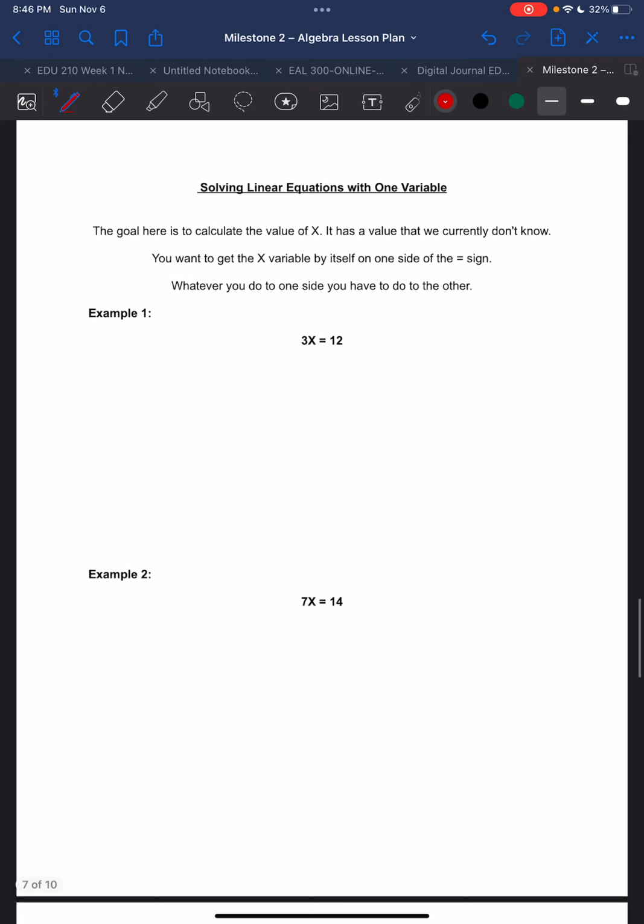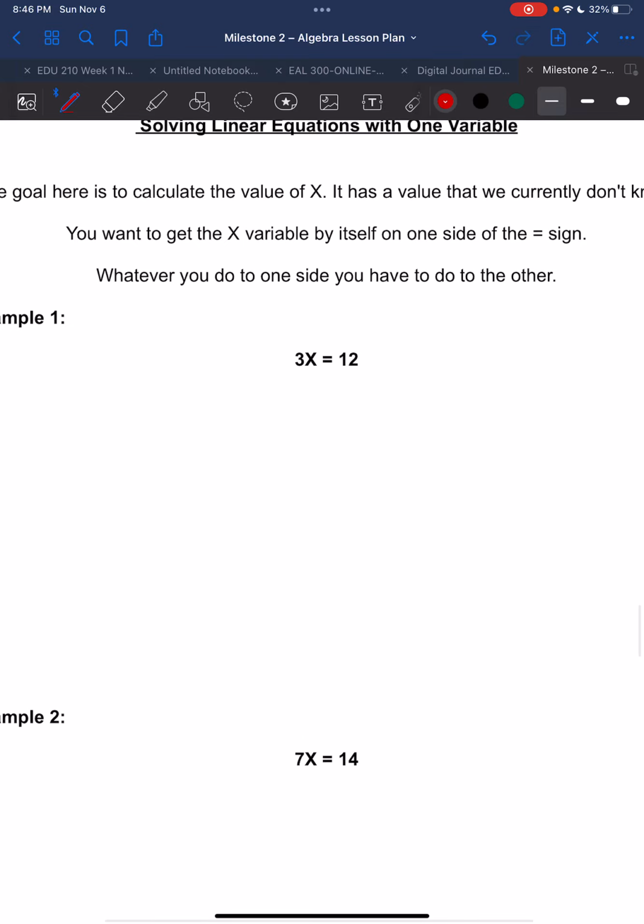Now here I have a different one. This one is multiplication. So the opposite of multiplication I know is division. Therefore, to get my variable by itself, I am now going to go ahead and divide. To get the x by itself, I divide by the same number. I'm going to divide it by 3. Whatever I do to one side, I have to do to the other.